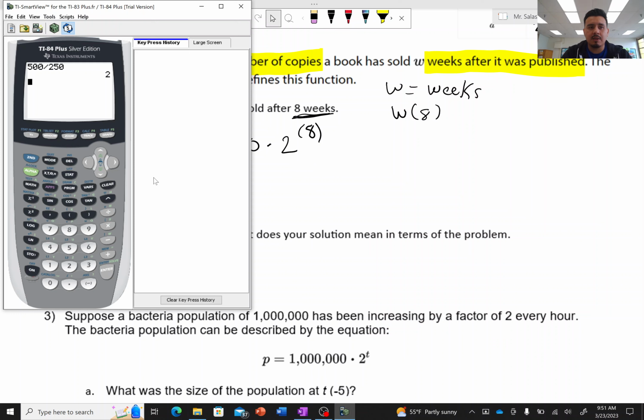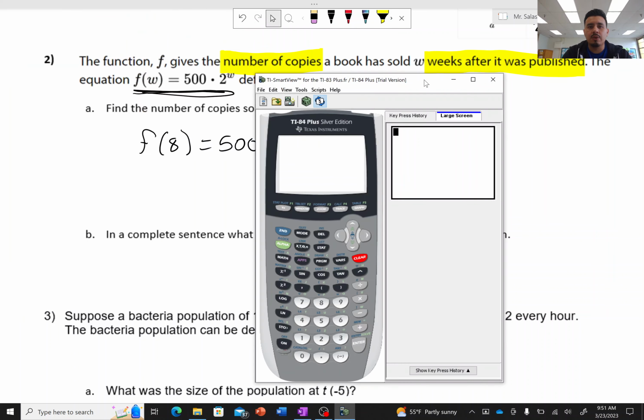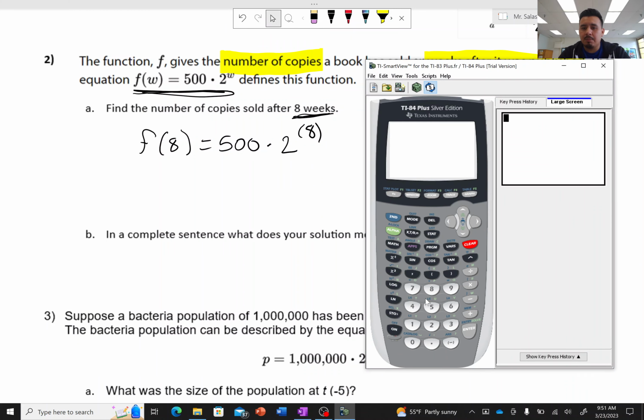Perfect. So here's my calculator. There's the previous problem. I'm going to go ahead and just clear that for you guys. So what I'm trying to input is 500 times 2 to the power of, so I got to click on this caret symbol. The caret symbol is right above the division. Remember, if you hear caret symbol, that means the little up arrow, okay? That's your caret symbol. So 500 times 2 to the power of 8. And then we hit enter, and that gives me 128,000.